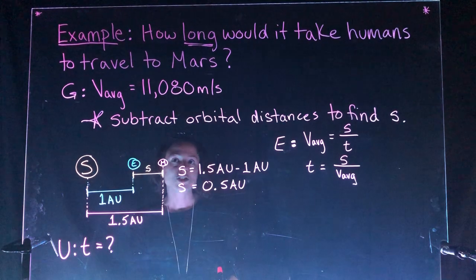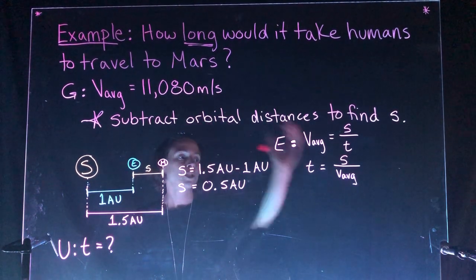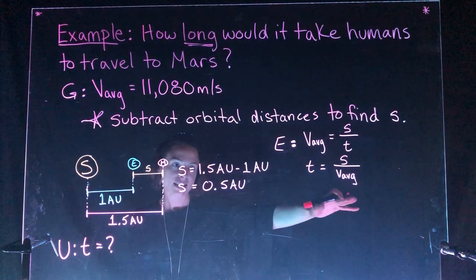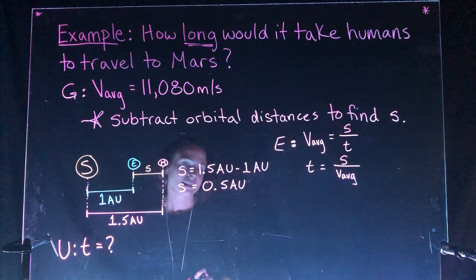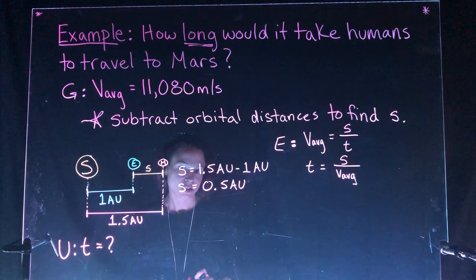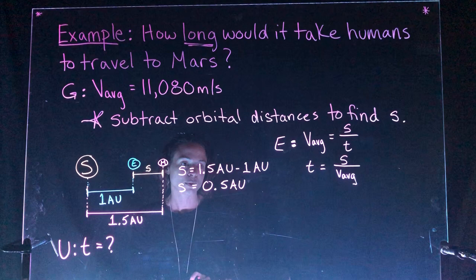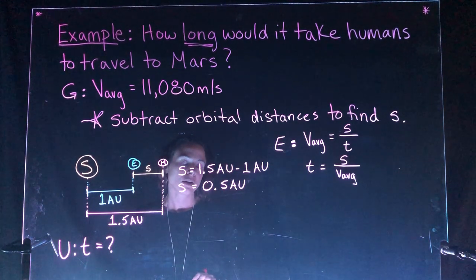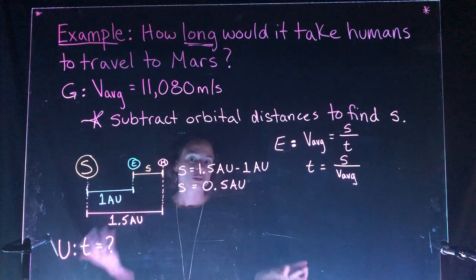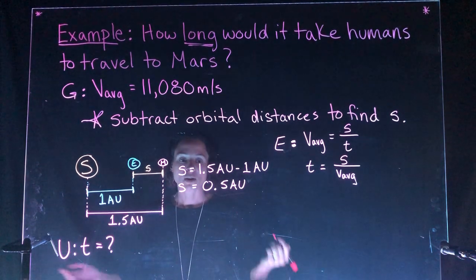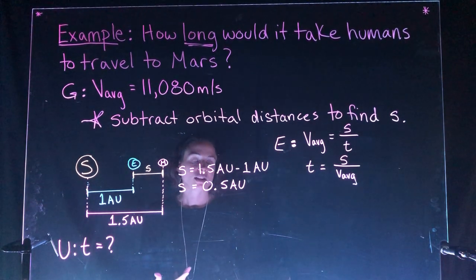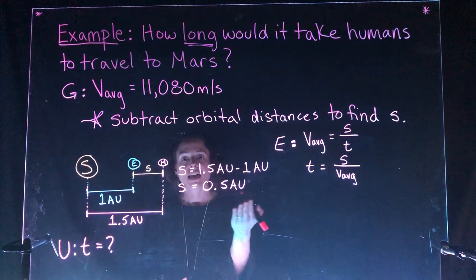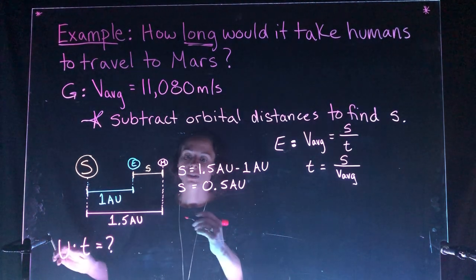Now for my equation, my average speed is going to be in meters per second, and I need to have my distance in meters also in order to plug that into the equation. I cannot plug 0.5 AU into my equation, because then the units will not work out. So I have to use the factor label method and convert my 0.5 AU into meters.